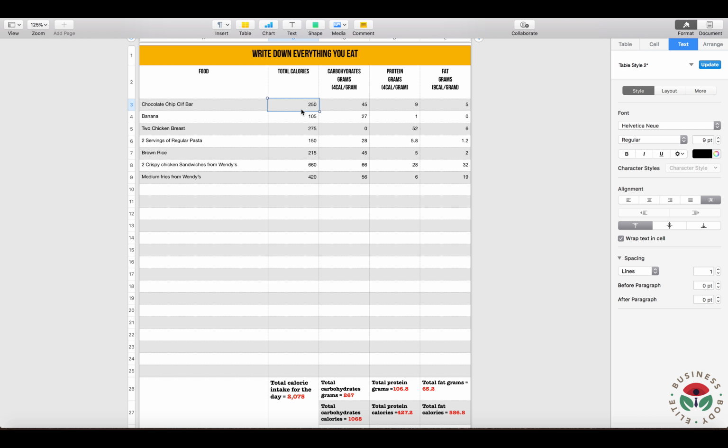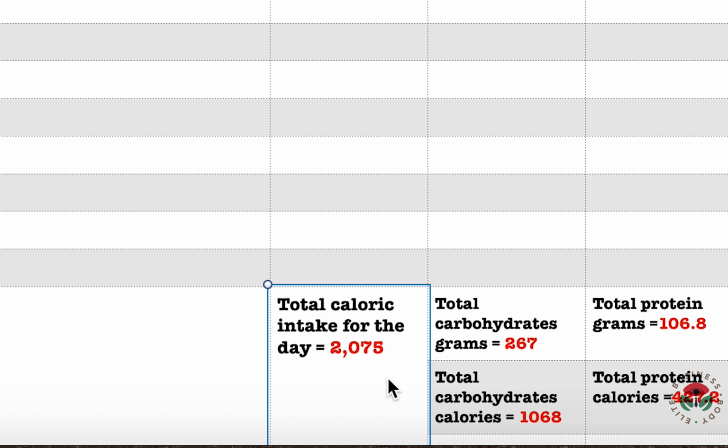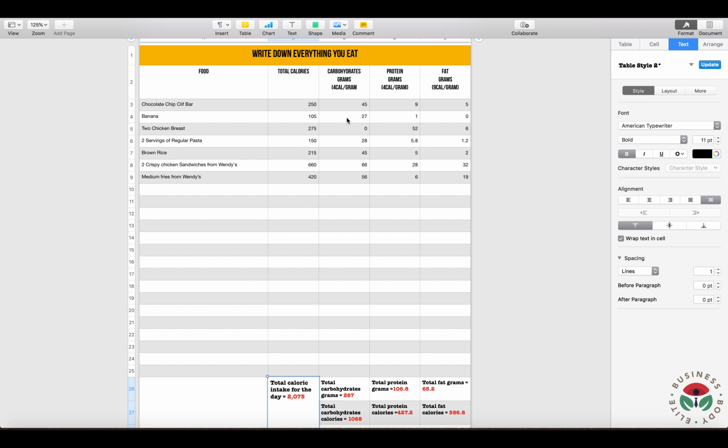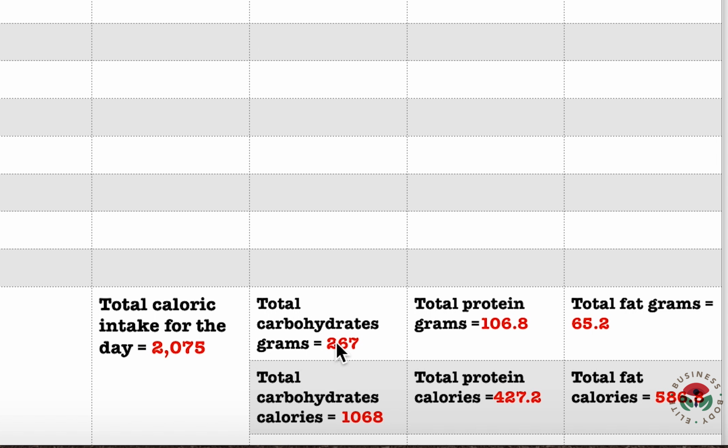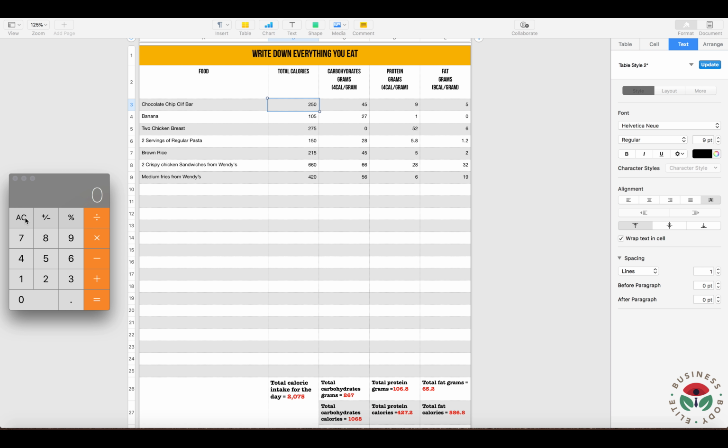In order to identify your total caloric intake for the day, you will add all the numbers in the first field. Write the total below. In order to identify the total amount of carbohydrate grams, you will do the same. You will add all the numbers in this field. Write the total below. In case you're not sure how to find your total caloric intake, I'm going to further break it down for you.